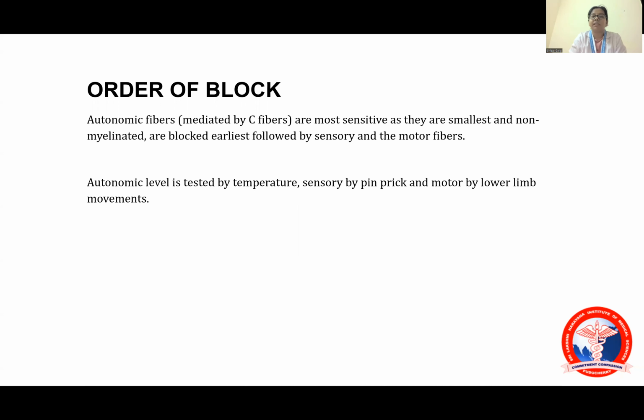And how are these fibers tested? Autonomic level is tested by temperature. Sensory level is tested by the pinprick method. Motor fibers are tested with lower limb movements. So first we have to check temperature, then pinprick, then lower limb movements.